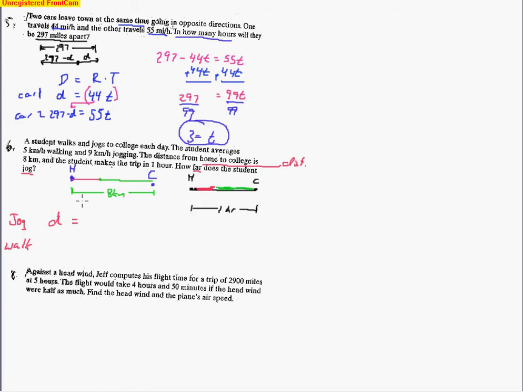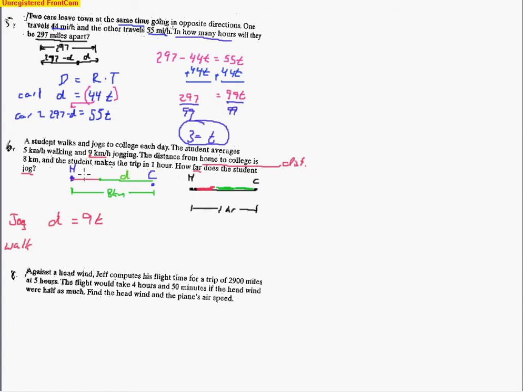Now, how fast does the person jog? Well, right here, 9 kilometers an hour. So 9 and then t. So I always put my variables in what they're looking for. They're looking for the jogging. Now we will write an expression for walking. Well, I called jogging here, jogging right here is the distance. Okay, so this is the distance jogging.